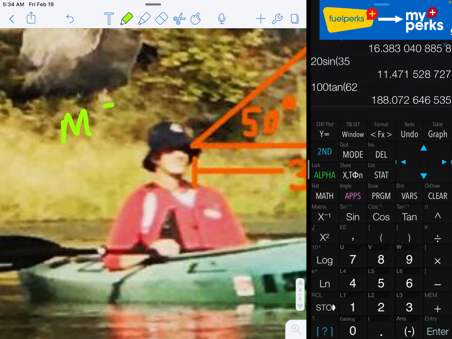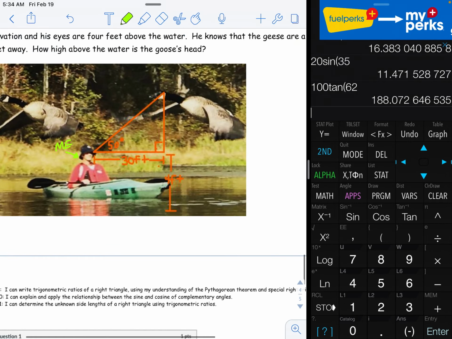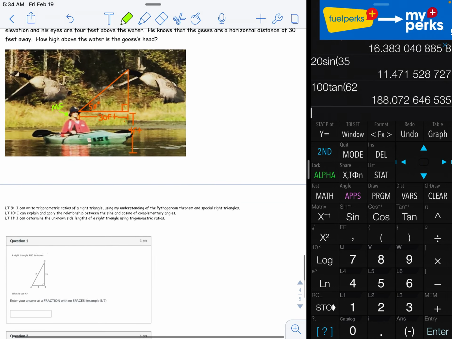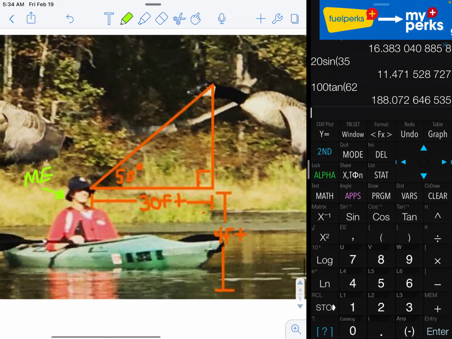This strange man, this is actually me. This is me kayaking, and I was looking at some geese. And then my father-in-law snapped a picture right when they flew past me. Wow, I'm so good at kayaking.